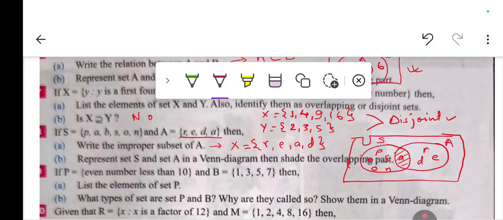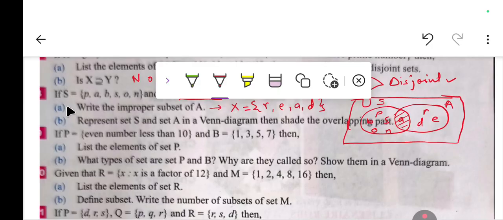Now coming down to the next question. What do we have? P is equal to even numbers less than 10. What are they? I'll write over here only. 2, 4, 6, 8. And B is equal to 1, 3, 5, 7.